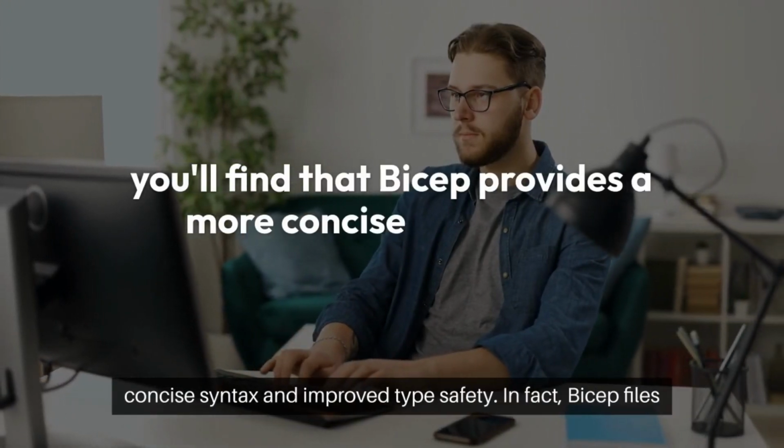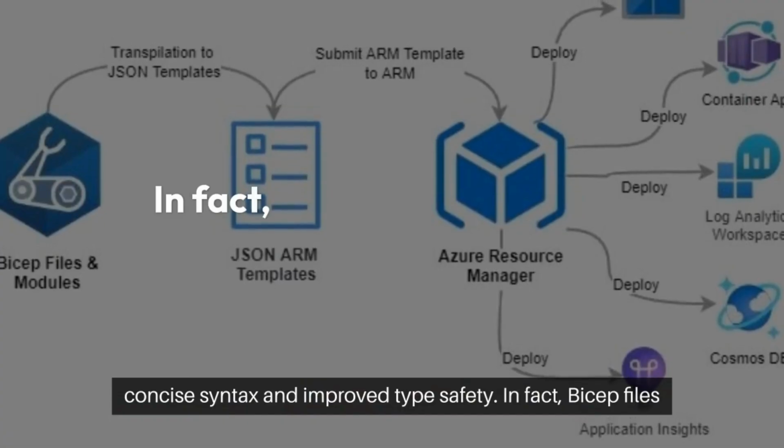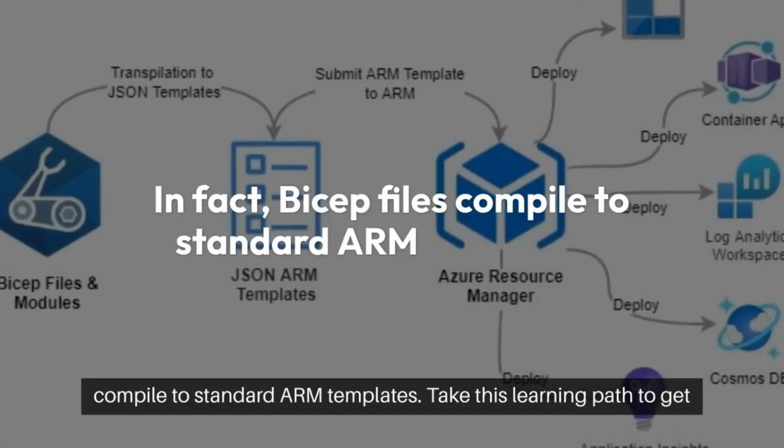If you're familiar with the JSON syntax for writing Azure Resource Manager templates, ARM templates, you'll find that Bicep provides a more concise syntax and improved type safety. In fact, Bicep files compile to standard ARM templates.